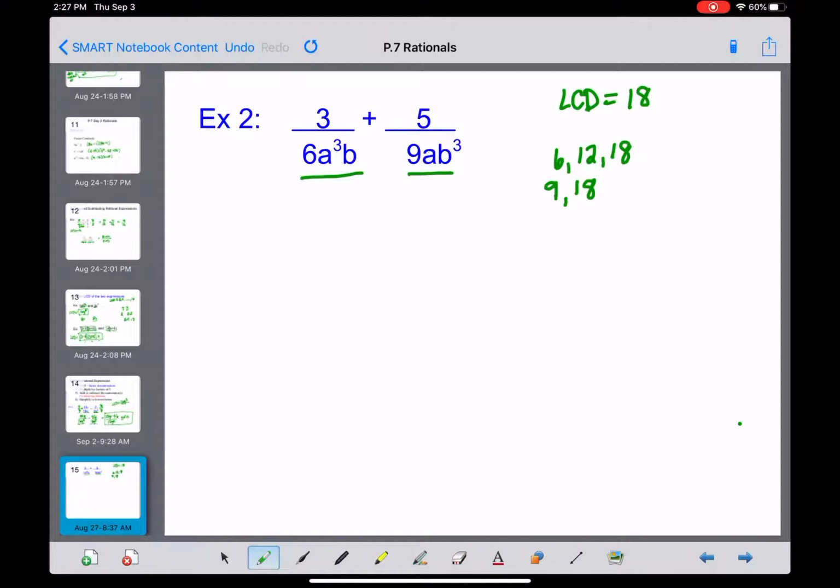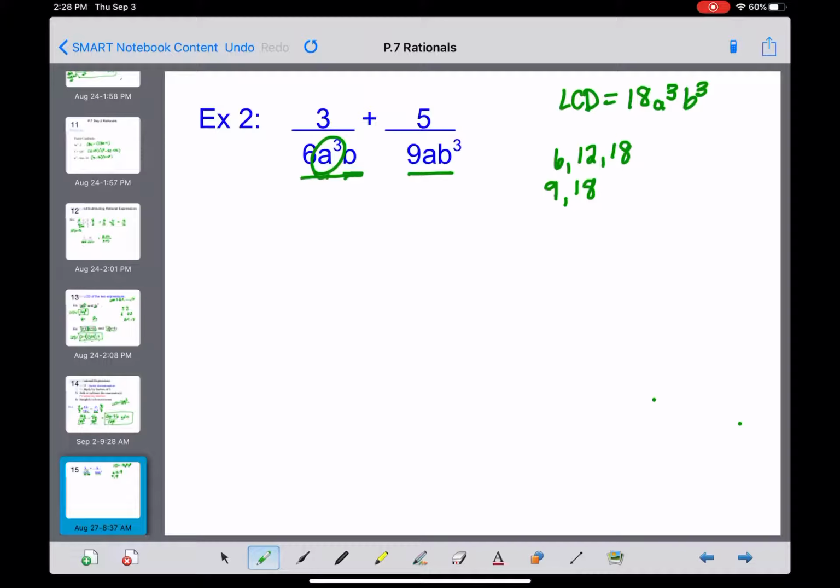for the numbers. Then we have an a to the third, and we have an a. The higher exponent is the one that we are going to need. We need to have at least 3 a's, okay? And that a is taken care of with those 3. And then our higher exponent of our b's is b to the third. So that b is taken care of with those 3 included in your LCD.